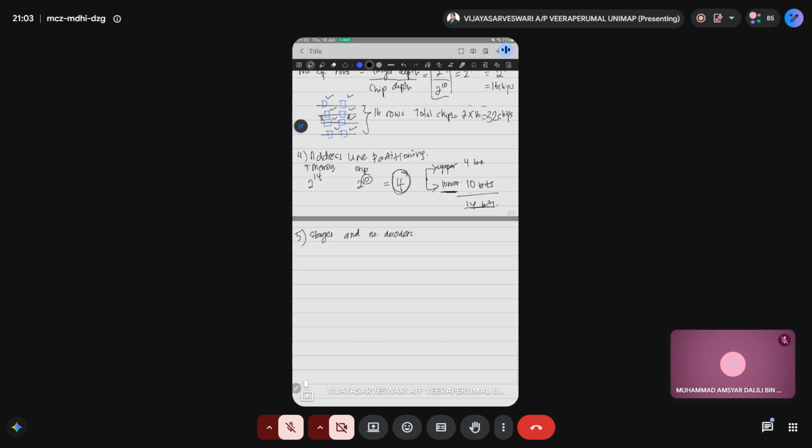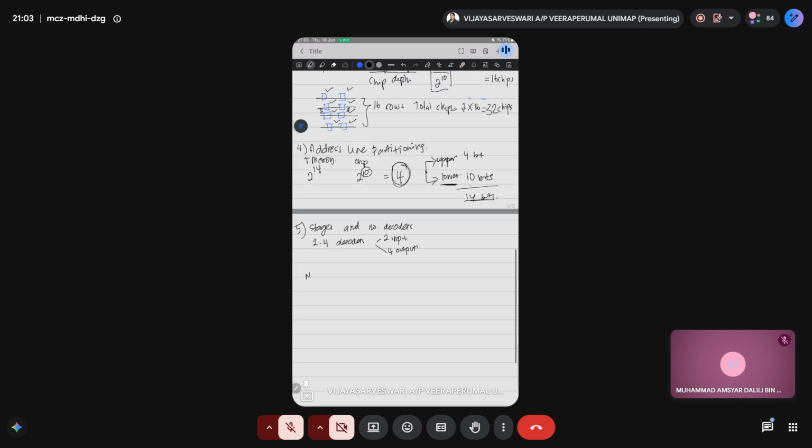How we want to find it is, inside our examples, the question said it needs 2 to 4 decoders. Okay, 2 to 4 decoder, that we are going to design using 2 to 4 decoders. So first we know that inside the 2 to 4 decoder we have 2 inputs and 4 outputs. This is the normal thing.